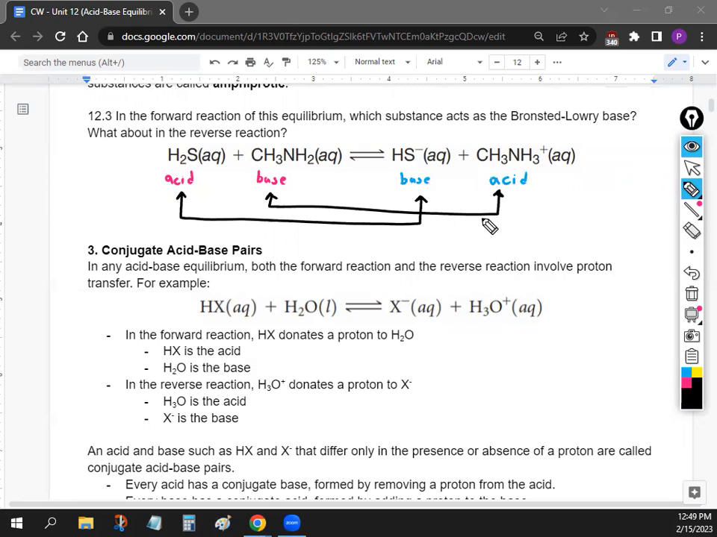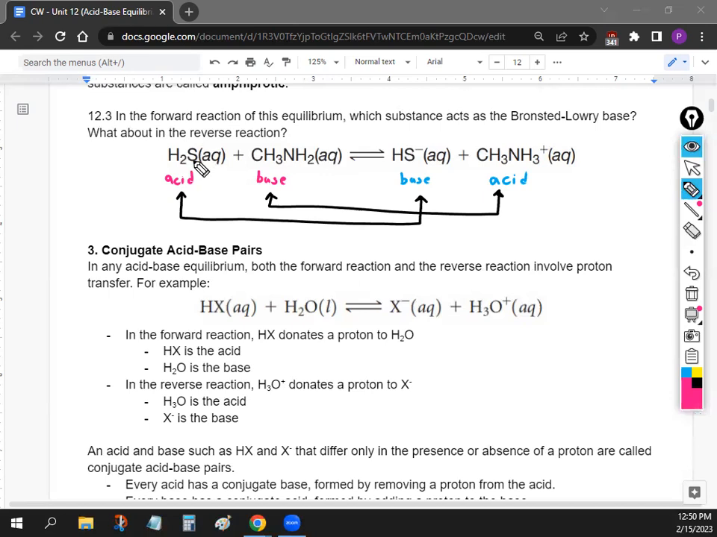Are the products in a word reaction usually ions? Yeah, usually, because the proton is being transferred. Okay, so that gets into the next topic, which is about conjugate acid-base pairs.